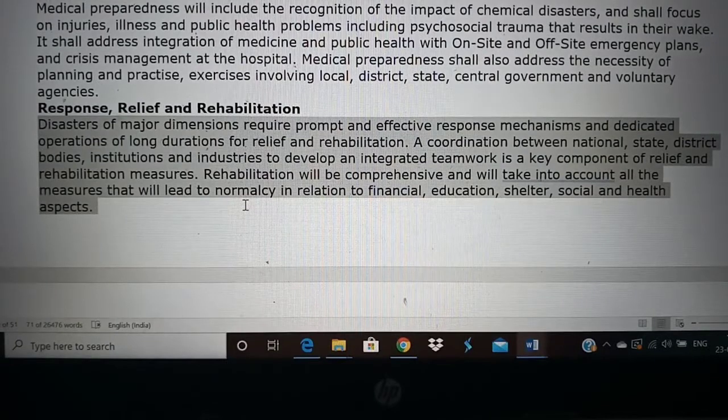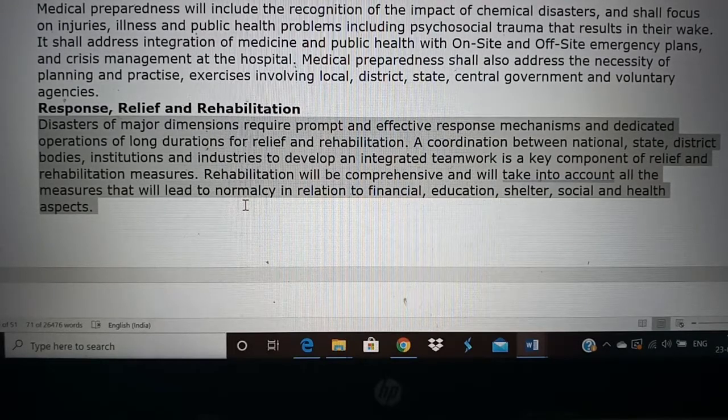So there should be dedicated people who are involved in the response of disasters, and it should be done at the national level, state level, district level, and NGOs should be involved. So they provide relief, that is they evacuate the people, they give food for them, they give shelter for them at the immediate time after the accident, or immediate time after the hazardous chemical material has leaked.